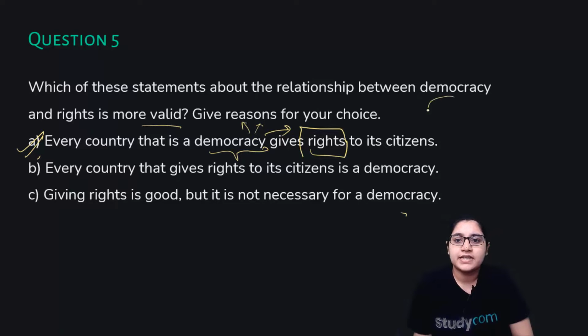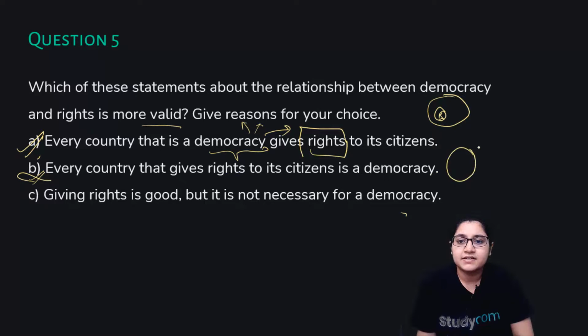Alright, so there is a big circle of democracy and a small circle of rights within it. But the B option suggests every country that gives rights to its citizens is a democracy. Like the bigger circle is rights and then there is democracy. So it's not the case. Sometimes some countries do give rights, but they do not conduct free and fair elections, so they cannot be called a democracy. Just because you give rights, are you a democracy? No. You cannot say that.